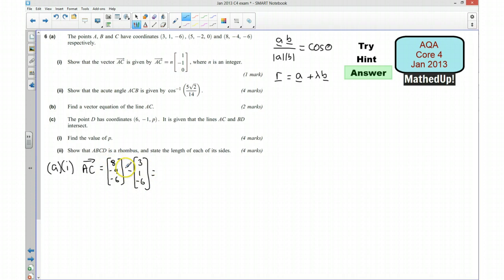Okay, so that's going to be 8 subtract 3 is 5, and that's going to be -5, and that's going to be 0, and that's actually equal to 5 lots of 1, -1, 0, as we're required to find over here. So n is 5. Okay, part 2.